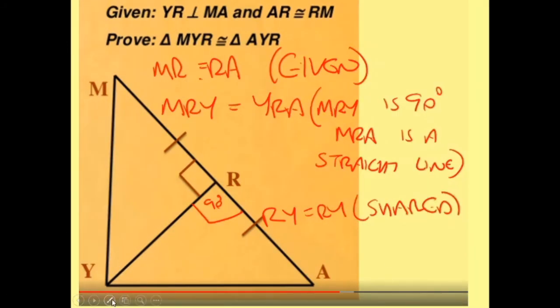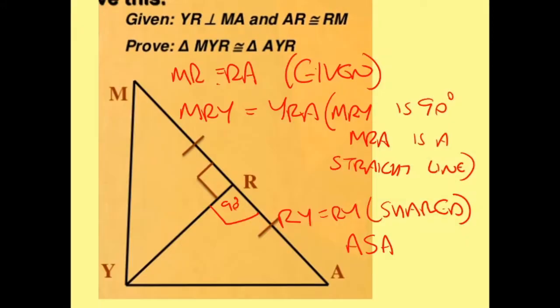So my proof here is going to be that it's side, angle, side. And don't think that it's going to be right angle hypotenuse side, because at the moment I haven't proved that MY or YA are the same, so I can't prove the hypotenuses are the same, which means it's side, angle, side congruent.